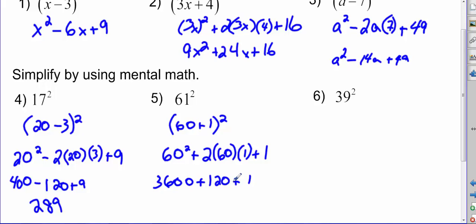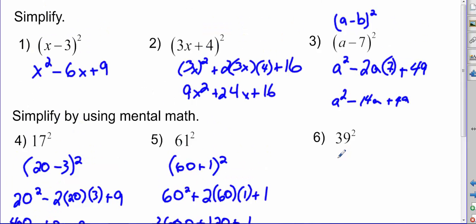And then 1 extra 1. So on this one, we're going to end up with 3721. All right, here we go with number 6.